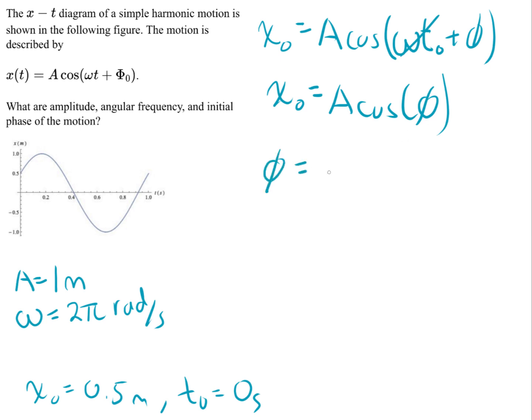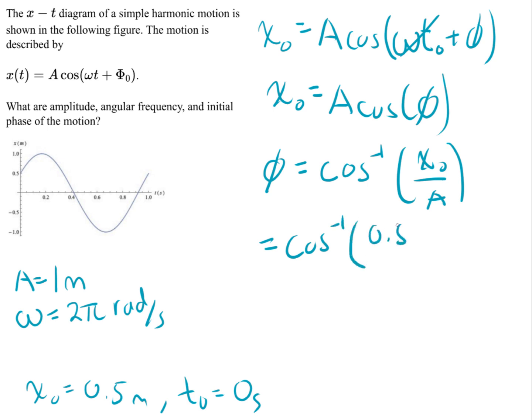The phase constant is then solved by the inverse cosine of the initial position divided by the amplitude. You can just divide both sides by the amplitude and take the inverse cosine. Then we can plug our values in. The initial x position is 0.5 meters, and the amplitude is 1 meter. So this is simply the inverse cosine of 1/2, which is 60 degrees, or pi over 3 radians.